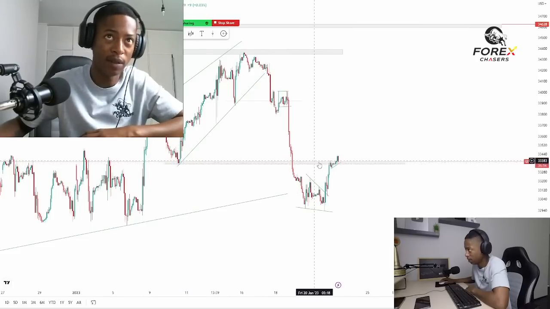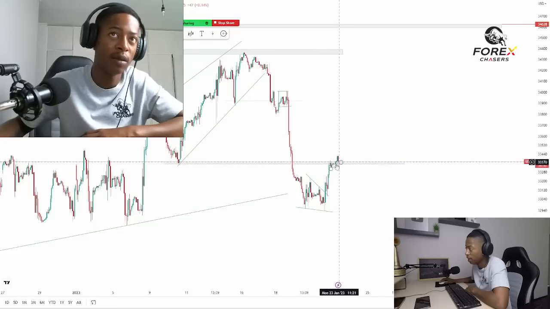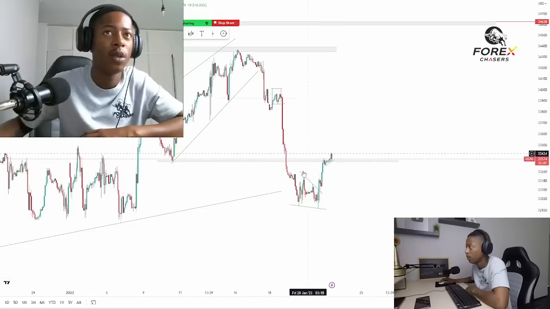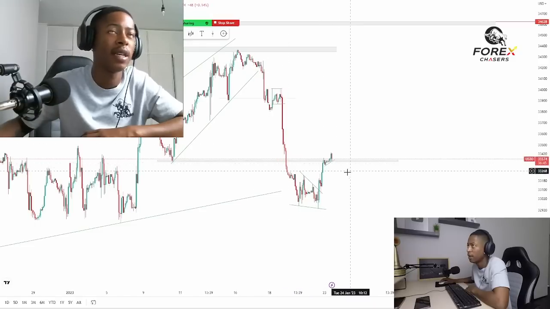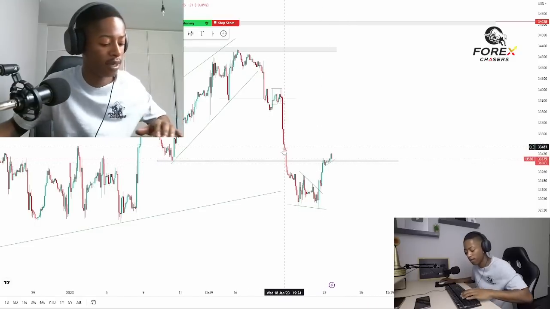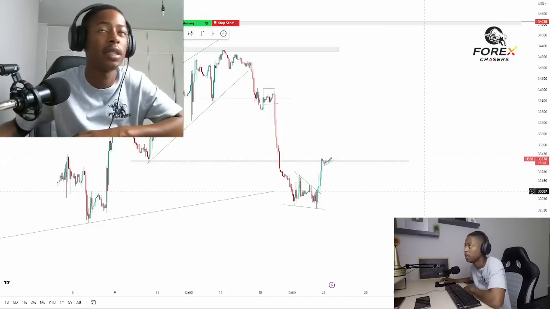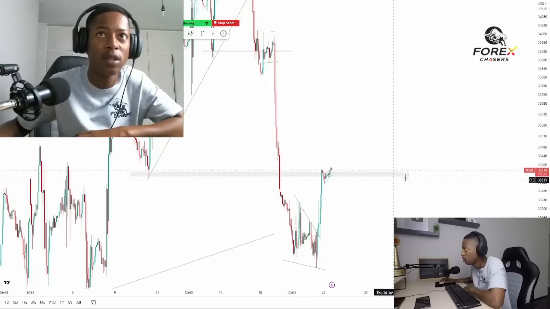Price already broke, gave us a break to the upside, and now we are literally retesting this area. So what could happen now is price giving us an entry whereby we can go a bit more to the upside with it. So I'm on the 60 minutes, 60 instead of 69. Yeah, so this is what I'm seeing.